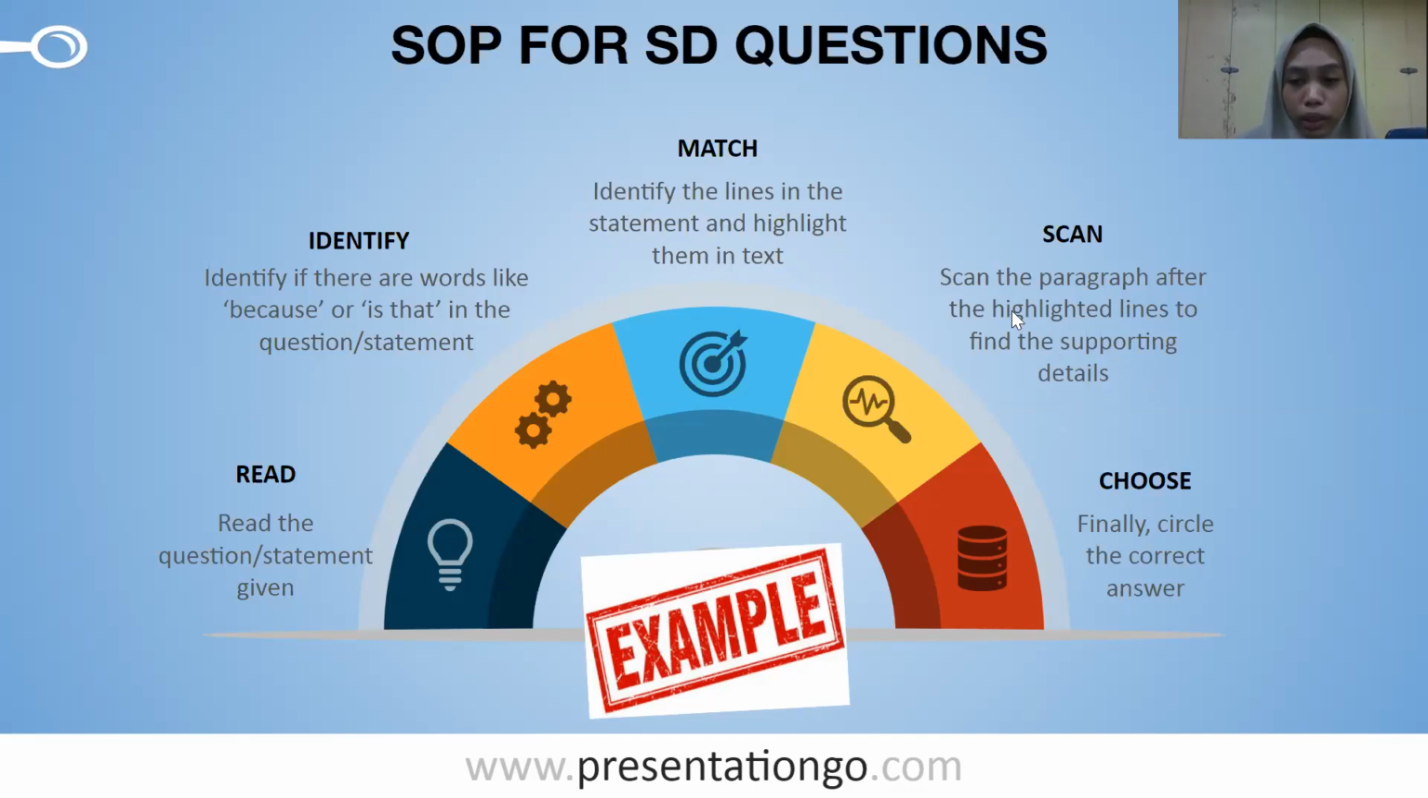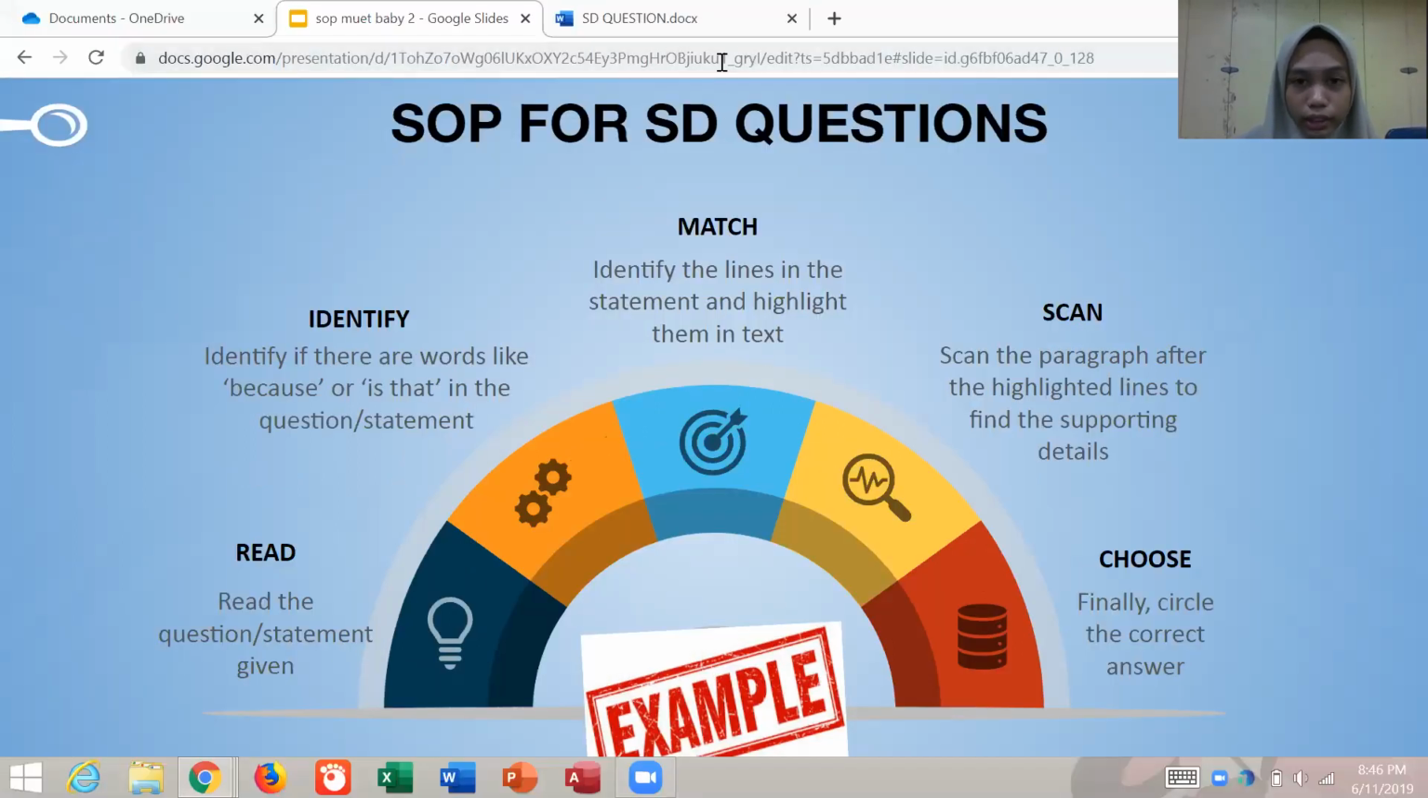Why is that so? Because when we highlight the lines based on the question given, it is a supporting details type of question, so the answer must be after the main idea, because the function of SD is to support the main idea and to give full understanding of the main idea. So finally, choose the correct answer. I will demonstrate on two questions to help you understand more.